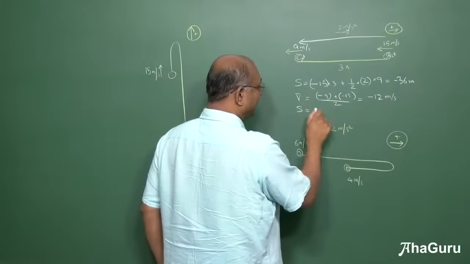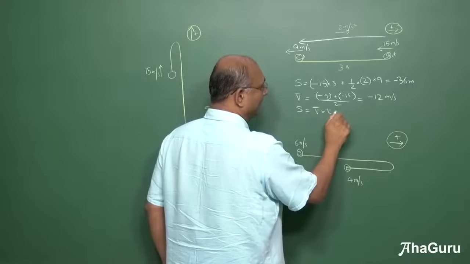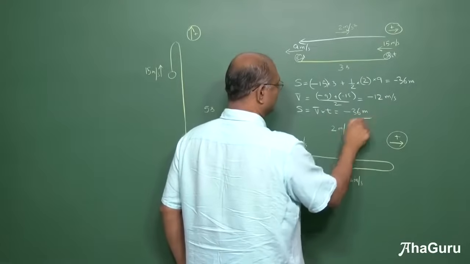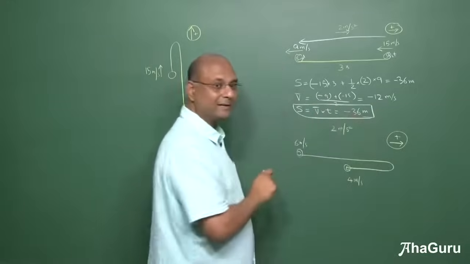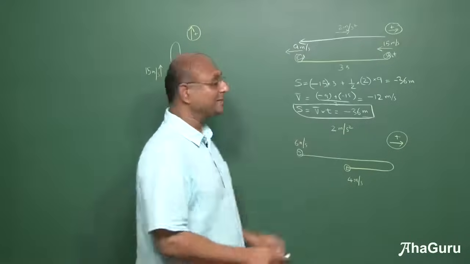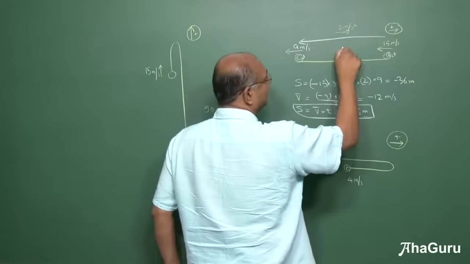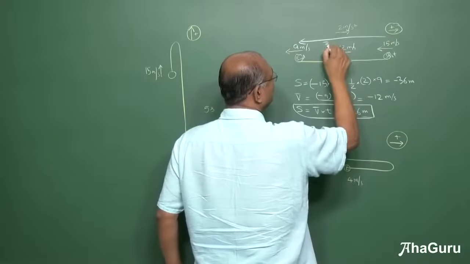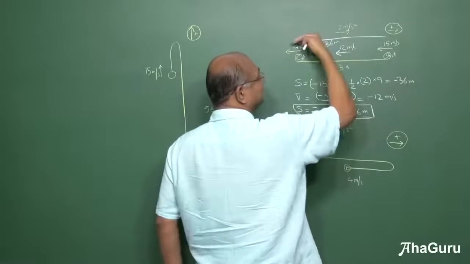So displacement is average velocity into time, minus 12 into 3, minus 36 meters. Can you see that? Matches with that. You can do average velocity. Average velocity will be this way, 12 meters per second. 12 into 3, 36. So displacement is 36 meters in this direction.